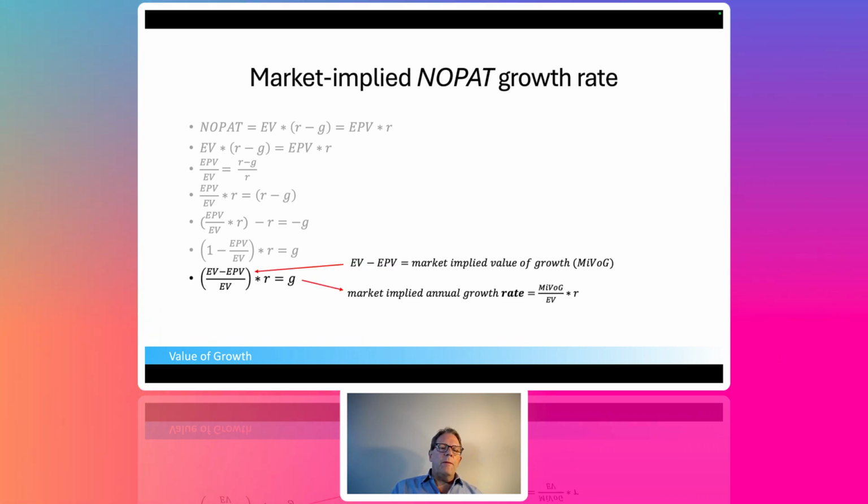And we know from earlier videos and earlier in this video that EV minus EPV, that's your market implied value of growth, MiVoG. And so we can substitute that in the equation. And we know that G is the market implied annual growth rate, which is effectively now market implied value of growth divided by EV times R. This is a huge, I think, breakthrough.